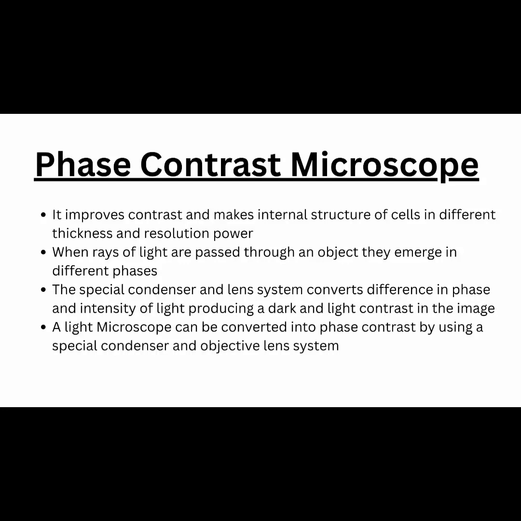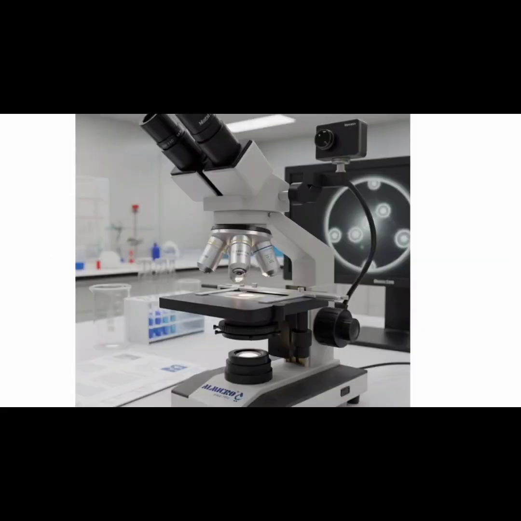You can visualize the change in the next picture. You can see a special type of adjusting additional knob at the side of the condenser. You can just focus it or take a screenshot and focus it. You can see the special type of condenser lens system here.